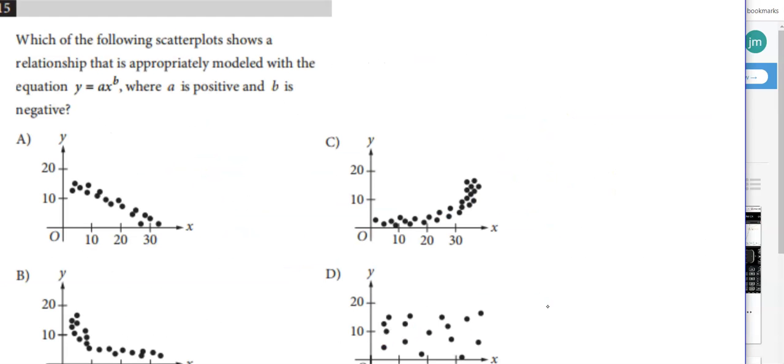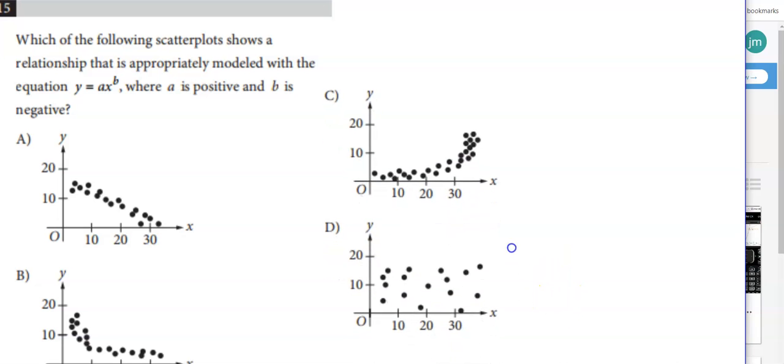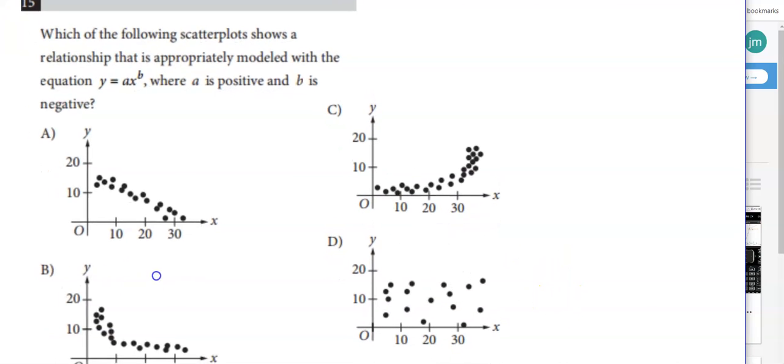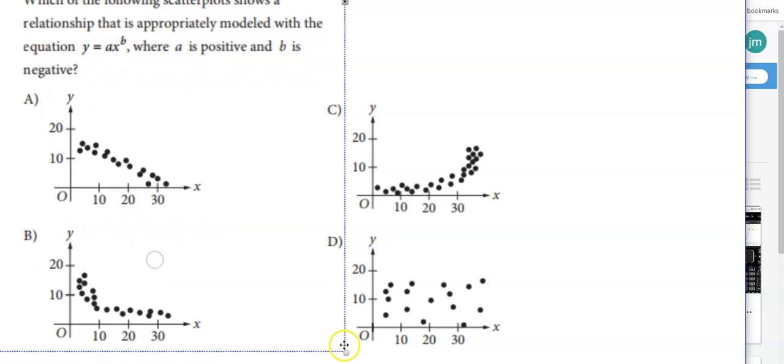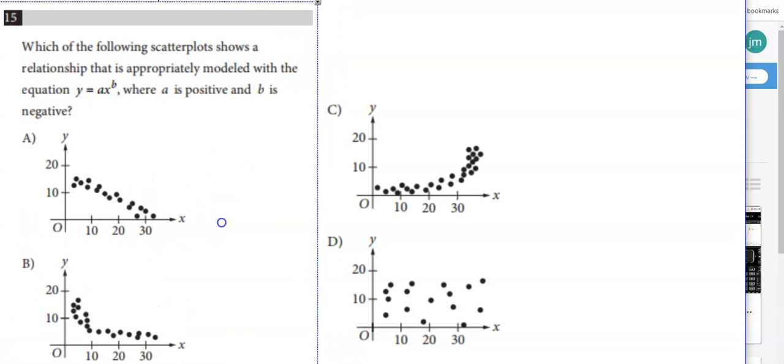Let's go ahead and, since we have a little bit of extra time here, because that lesson went really fast, try to make sure you can see this. Okay, so which of the following is appropriately modeled with the equation y equals a x to the b, where a is positive and b is negative?